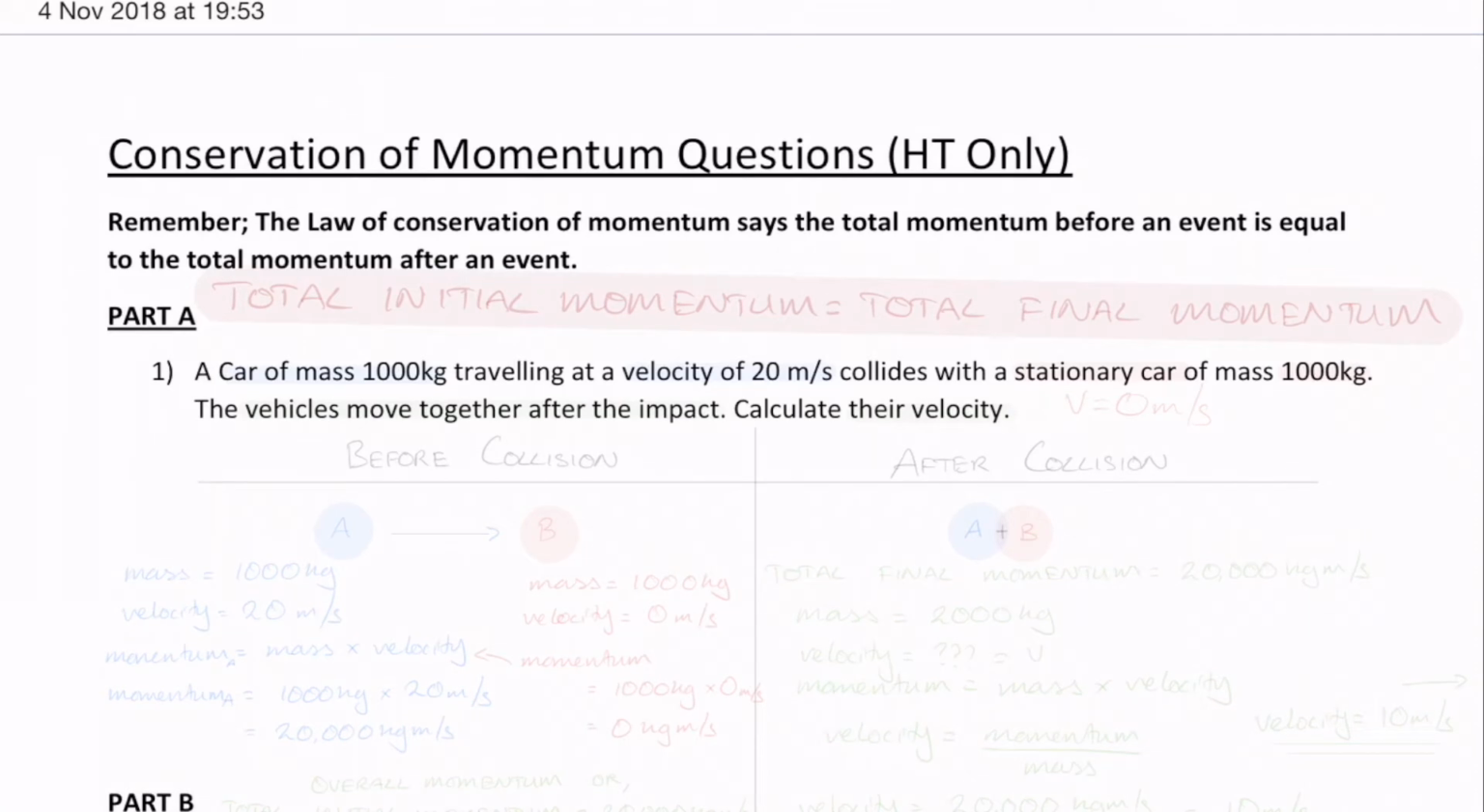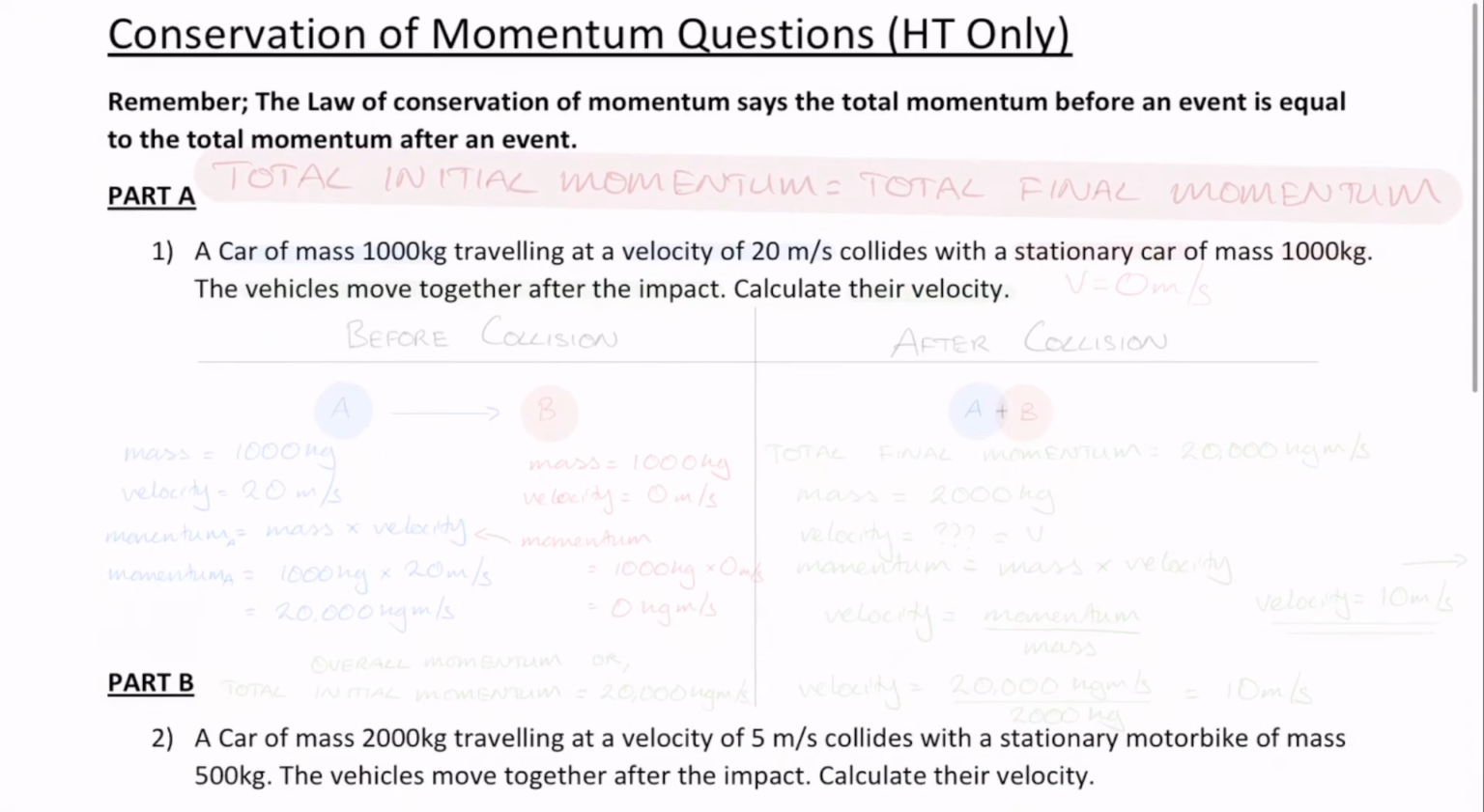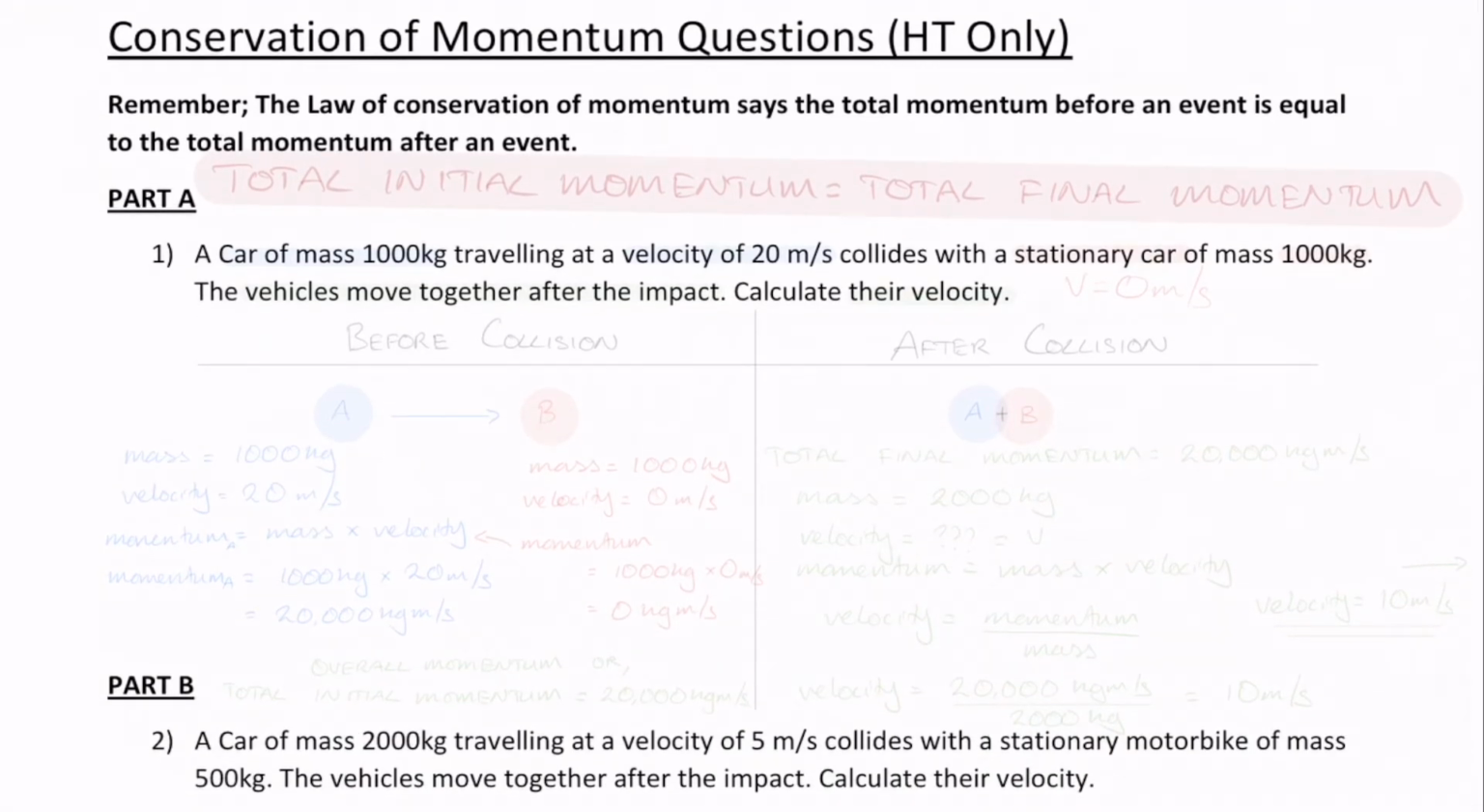In this video, we're going to be working through the conservation of momentum questions covered in the collisions lesson. So the first line, remember, the law of conservation of momentum says that the total momentum before an event is equal to total momentum after an event. This statement can be written in the following equation.